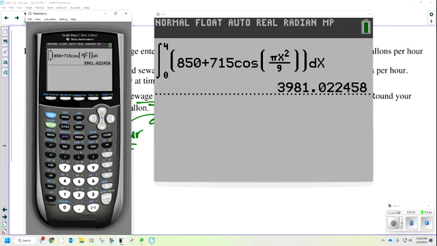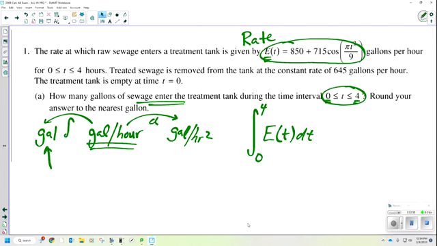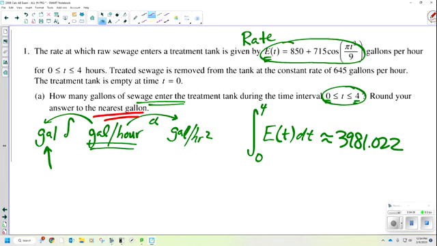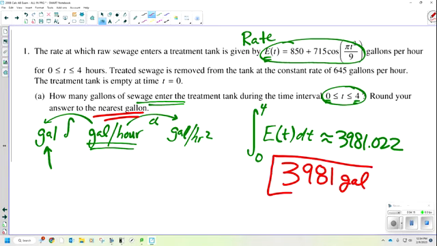And if we do that correctly, we get 3981.022. Round your answer to the nearest gallon. So that would be 3,981 gallons between the hours 0 and 4, sewage entering the treatment tank.